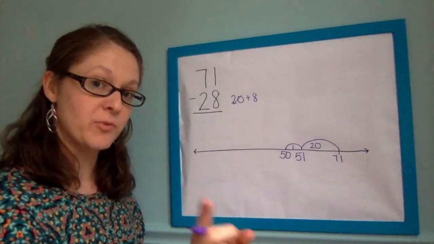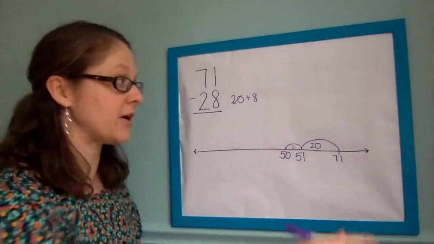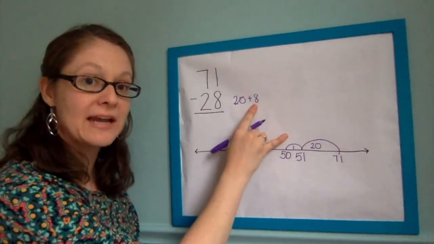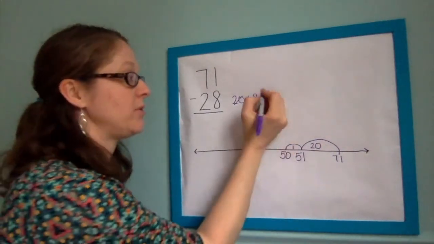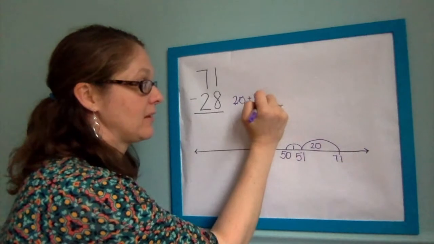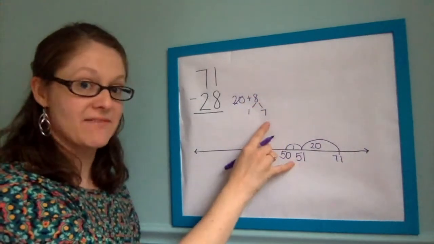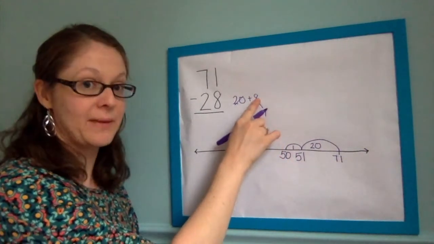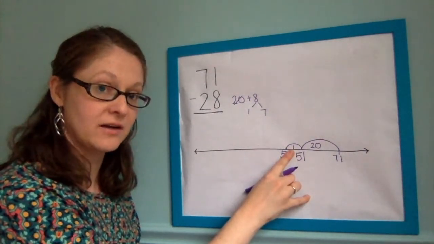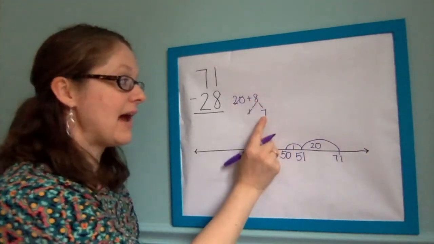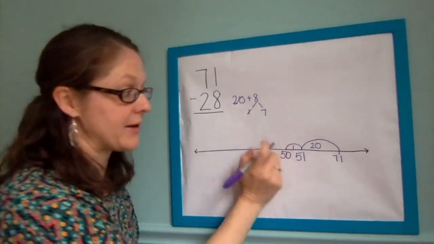Here's our other important thing, and we did this in addition also. This means I'm looking at my 8 not as a whole 8. I'm looking at it as 1 plus something, which happens to be 7. So 1 plus 7 gives me my 8. And it was easiest for me to use my 1 right here. So I'm going to cross that out. And now I have 7 more to go back.